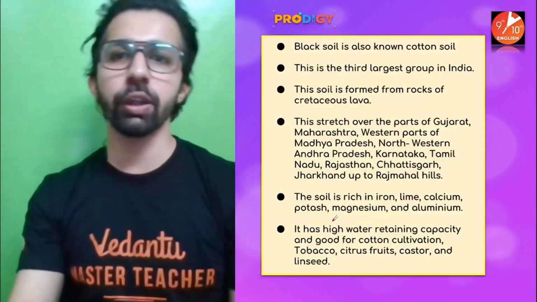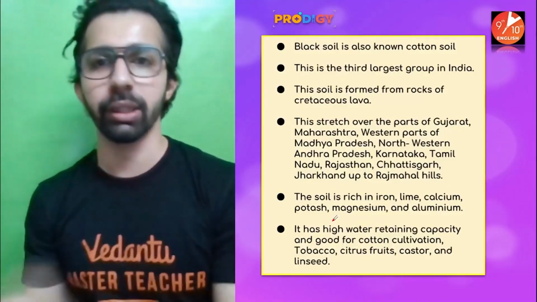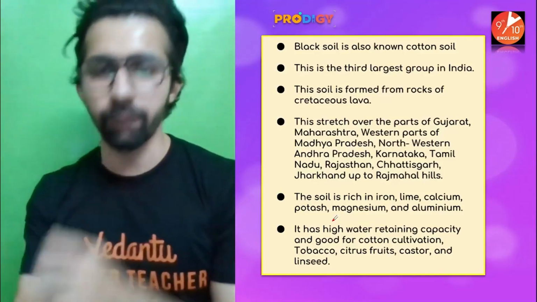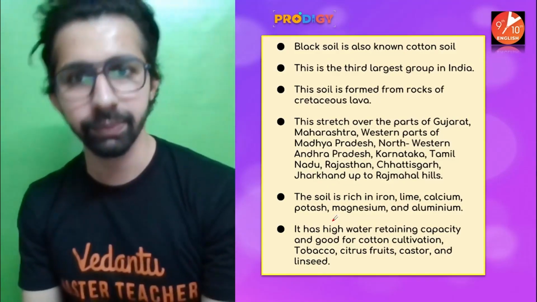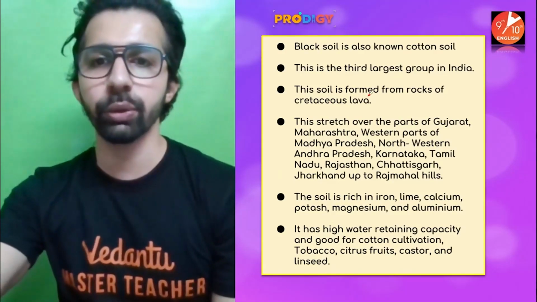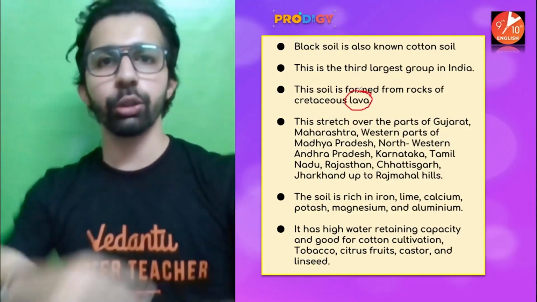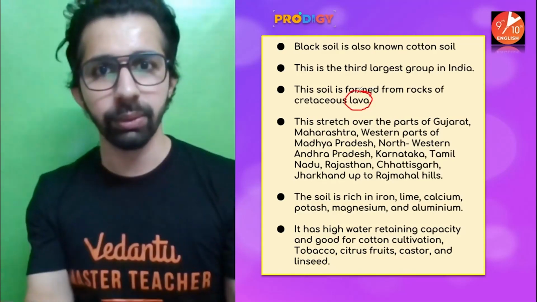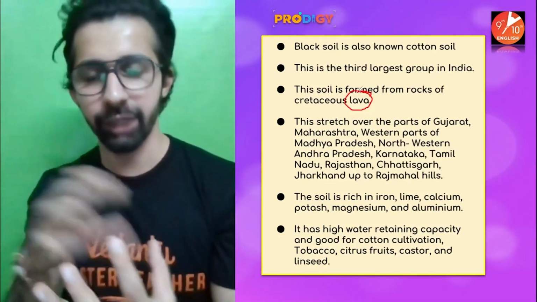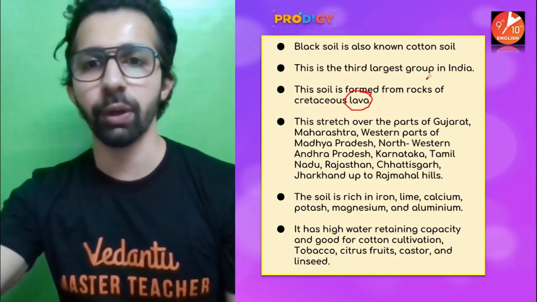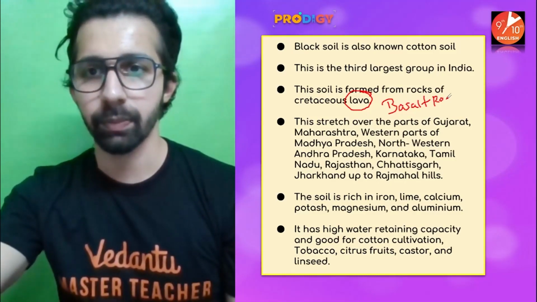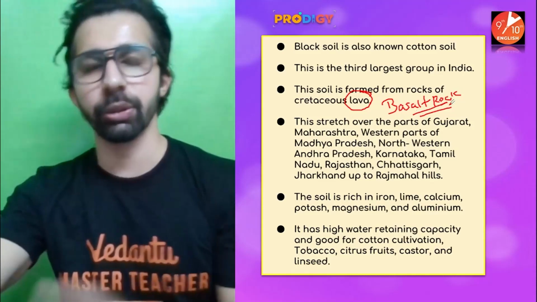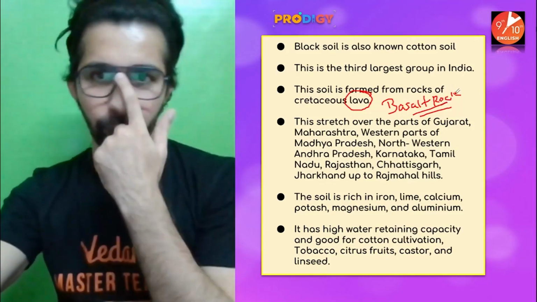Coming to the next one, we have got black soil. Guys, black soil is also known as cotton soil because cotton is a crop which is grown in this particular soil. This is the third largest group in India. Now guys, this soil is formed due to volcanic eruption. When the lava comes out and solidifies, it forms rock. One of the rocks formed is basalt rock. Due to the weathering process on basalt rock, black soil is formed.